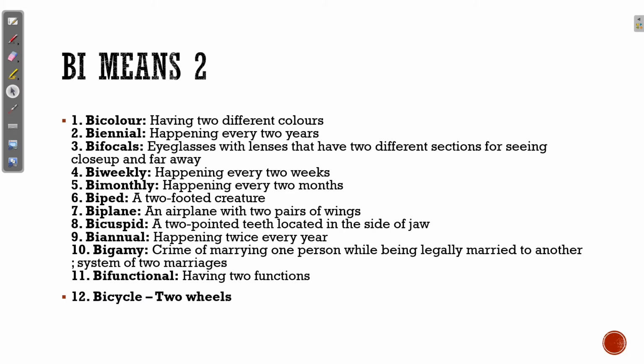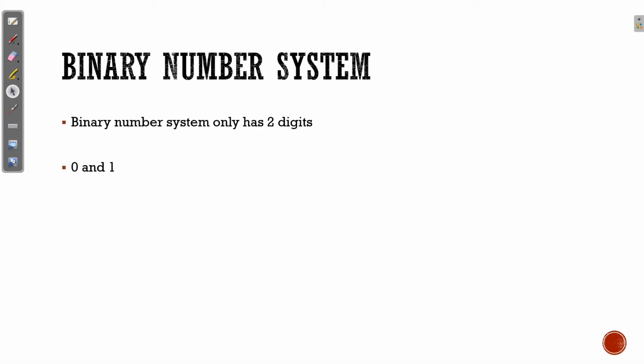The prefix bi means two, so as you can see here, a list of different words that start with the prefix bi all denote two things. So a biped is a two-footed creature, biannual means happening twice a year, a bicycle means 2 wheels, and so on. So we can understand that the prefix bi means 2. So the binary number system only has 2 digits, 0 and 1. Any number we want to represent has to be represented using only 0 and 1 symbols, which sounds complicated, but it's actually easier than you think.